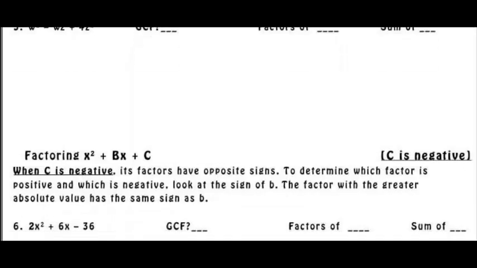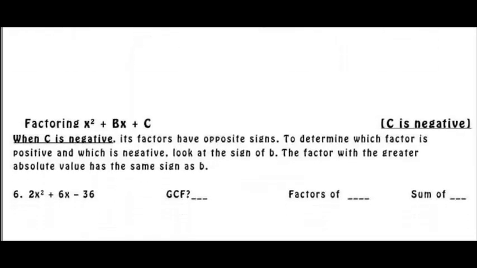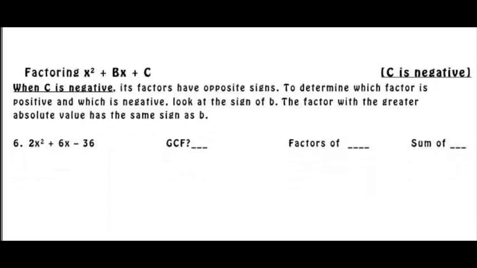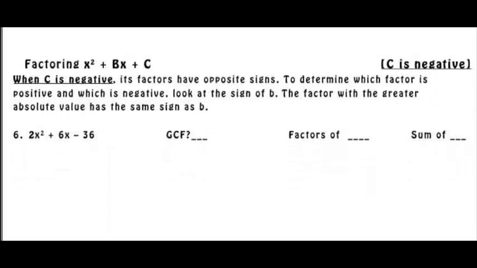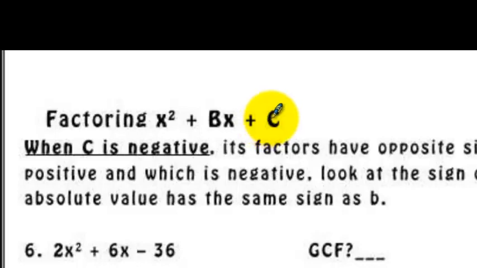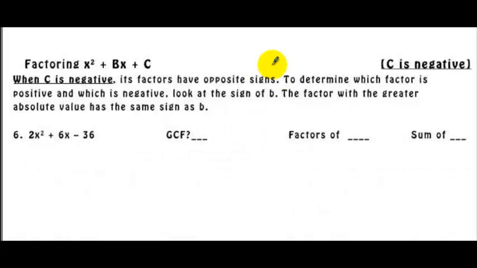Let's move on to example number 6. Now in this case, we are going to discuss examples wherein your C here is negative. So if C is negative, the factors of C will be one positive and one negative. Now, the factor with a greater value has the same sign as our B, okay? So let's discuss example number 6.